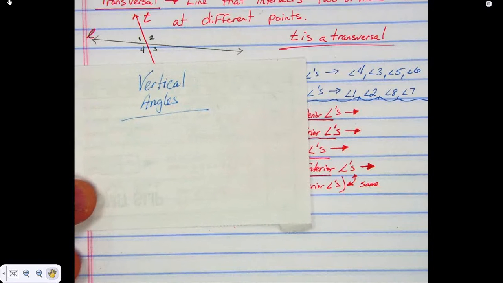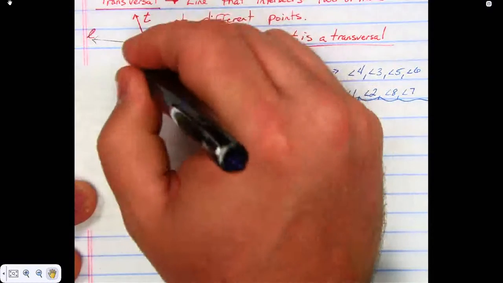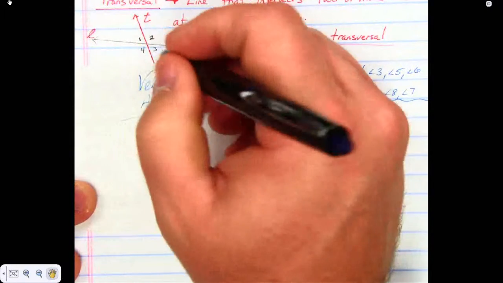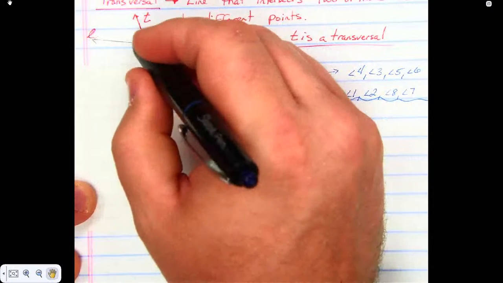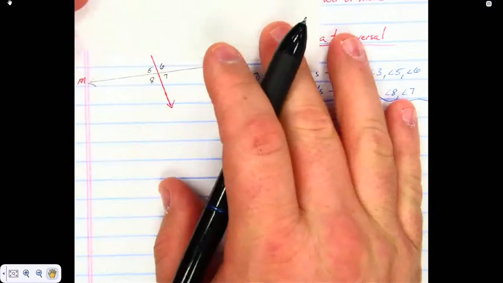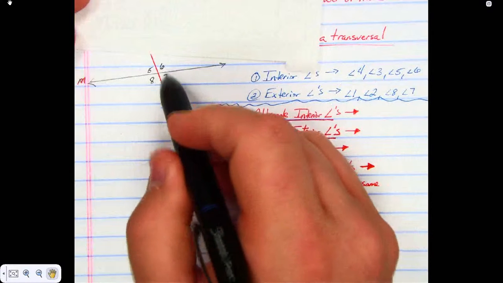They're called vertical angles. When two lines intersect, the opposite angles are congruent. You remember that? They're called vertical angles. Okay, so we already have words to identify or talk about when you have all four lines together. If I was to cover these two up, these are a linear pair, 5 and 6, because they add to 180, 6 and 7.